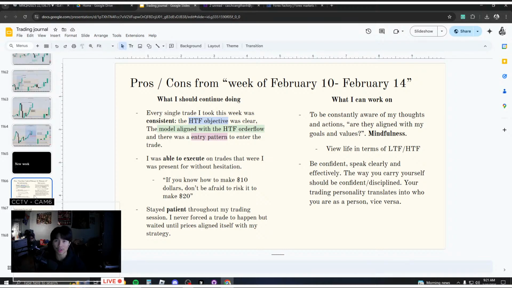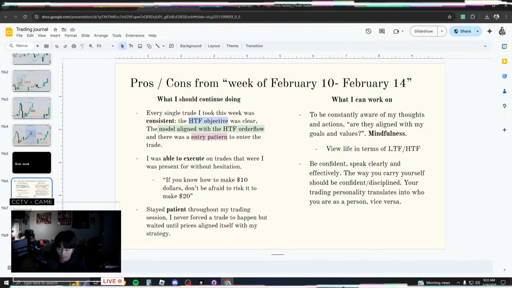And that just falls back to me, like I said, being disciplined and being consistent. Some things that I can continue to work on here is to be mindful, to be constantly aware of my thoughts and my actions, and this goes way past trading. This is a lifestyle of mine, and this is how I want to approach life, right? Is to have my core values, my goals always in my mind, and that my thoughts and my actions should always be in alignment with those values and goals that I have in mind, right?